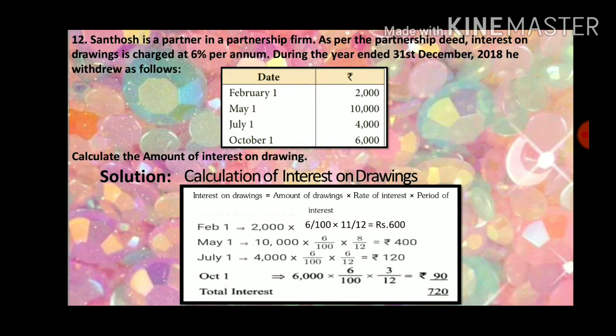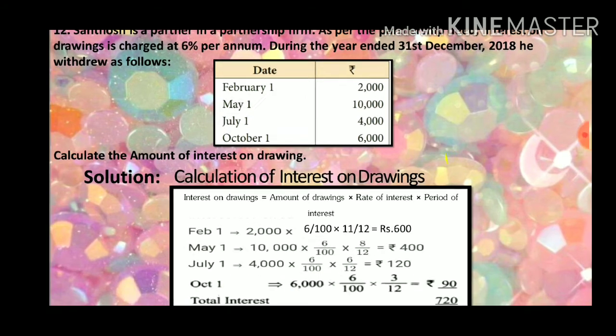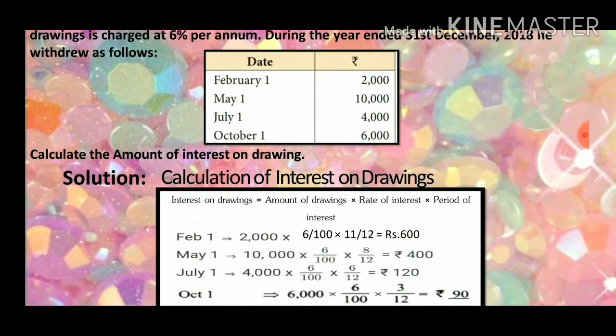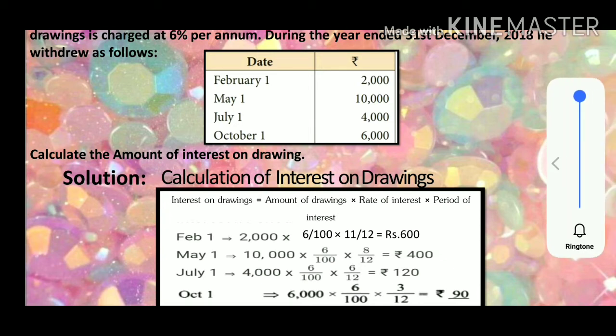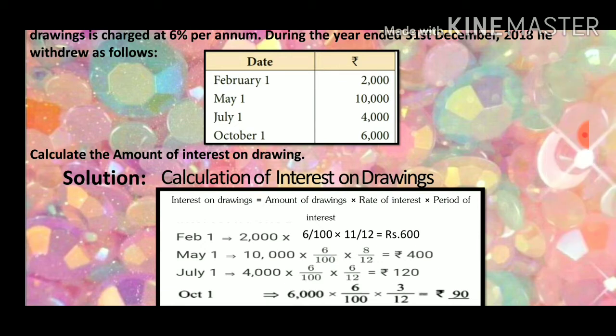So calculation of interest on drawings. What is the formula of interest on drawings? Interest on drawings equals amount of drawings into rate of interest into period of interest. The drawing taken February 1st by Santosh is 2,000, and the rate of interest is 6% per annum, and then the period of interest.